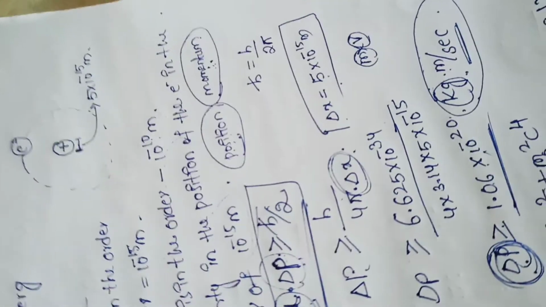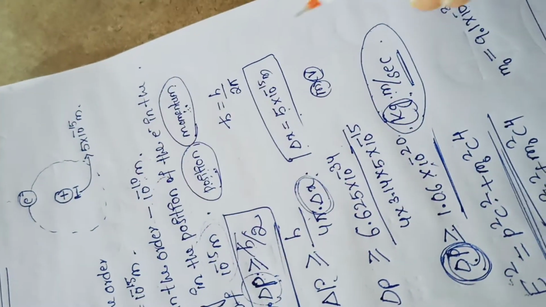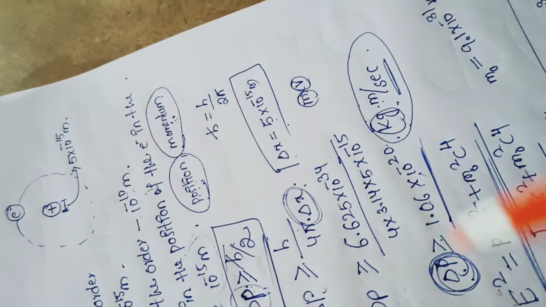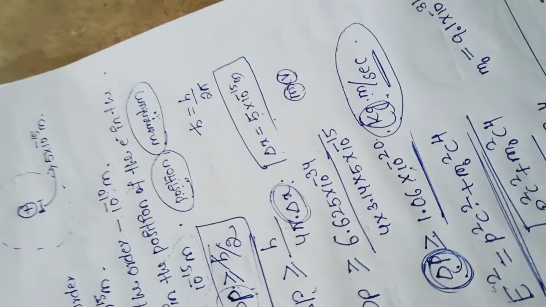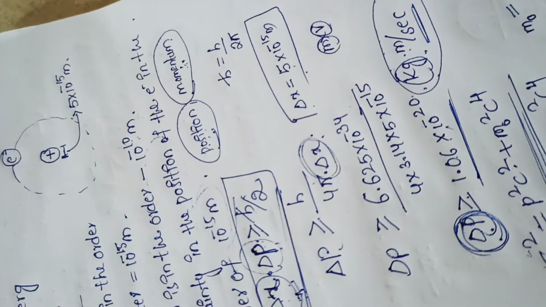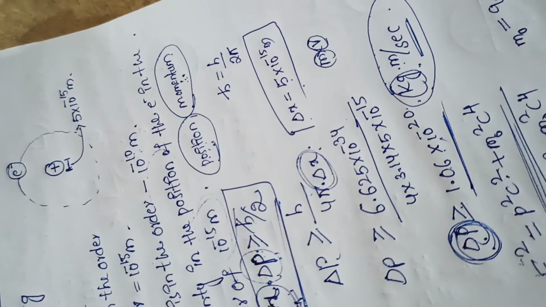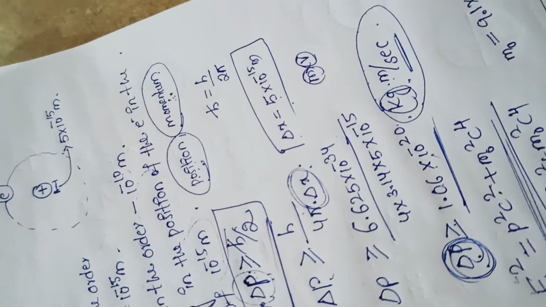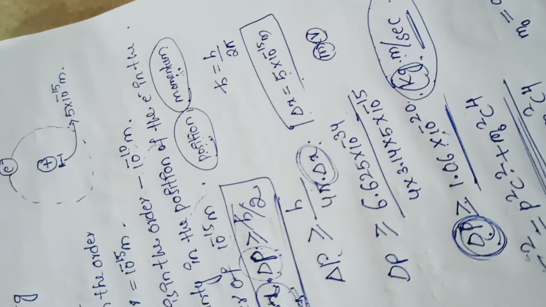For example, take a person. That person at a time can run or at a time can stand. At a time the person cannot run and stand. So that is the example for the Heisenberg uncertainty principle. That means a person can stand or a person can run at a particular point of time, but at the same time the person cannot run and stand.